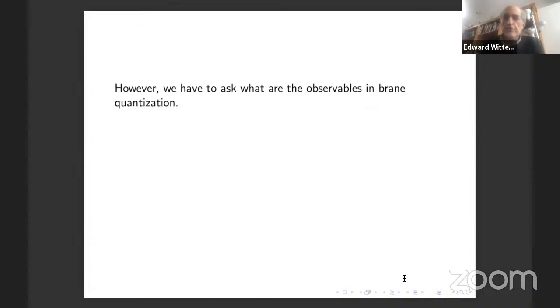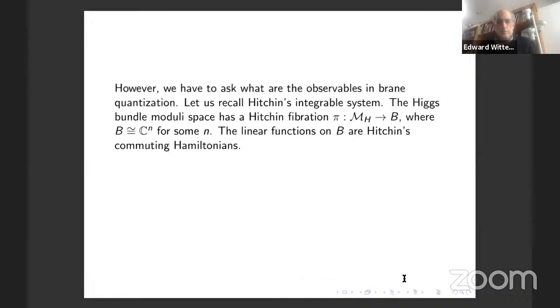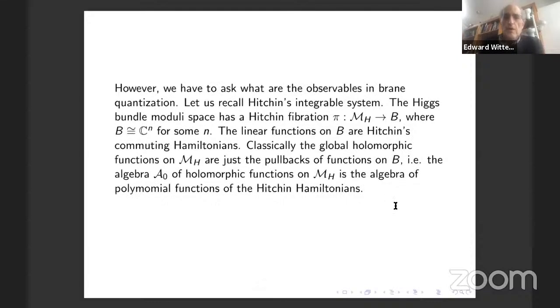However, we have to ask what are the observables in brane quantization. Let's recall Hitchin's integrable system. The Higgs bundle moduli space has a Hitchin fibration from Higgs bundle moduli space to what I'll call B, which is just C^n for some n. The linear functions on B are Hitchin's commuting Hamiltonians. Classically, the global holomorphic functions on the Higgs bundle moduli space are just the pullbacks of functions on B. In other words, the algebra A0 of holomorphic functions on the moduli space is the algebra of polynomial functions in the Hitchin Hamiltonians.